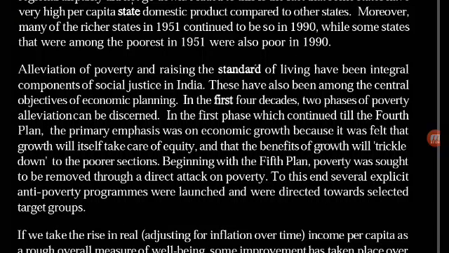If we take the rise in real income per capita as a rough overall measure of well-being, some improvement has taken place over the last 4 decades, with per capita income at constant prices almost doubling between 1950-51 and 1990-91. Per capita availability of food grains increased by about 13% over this period.